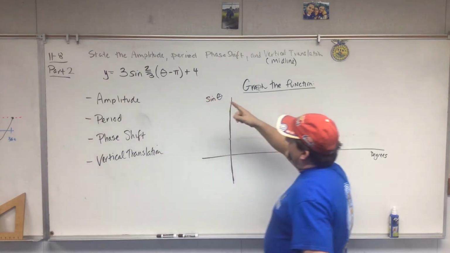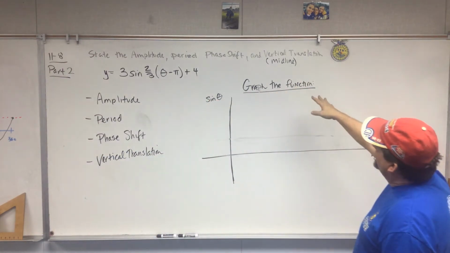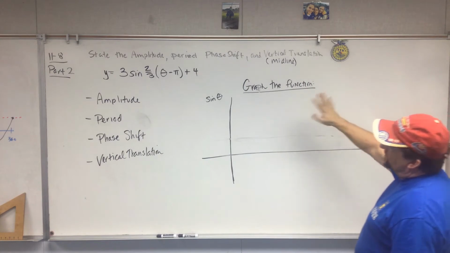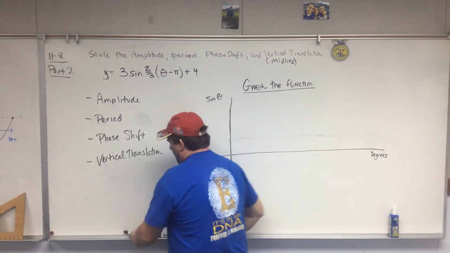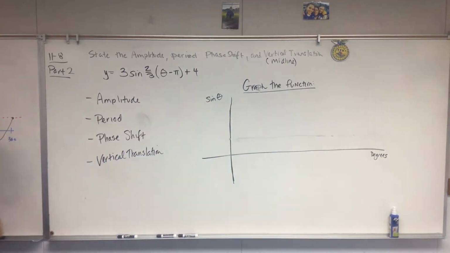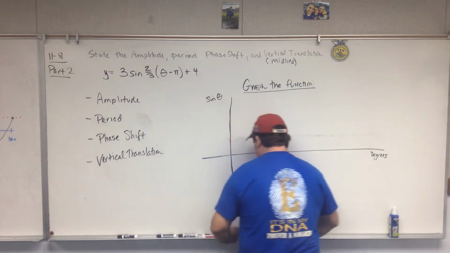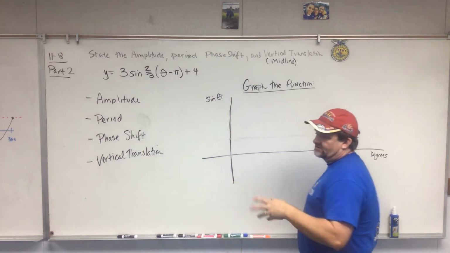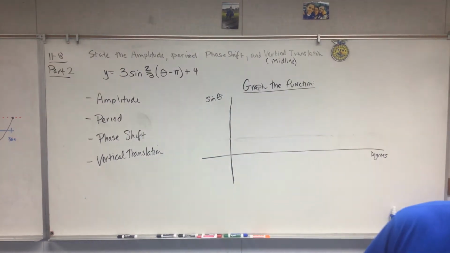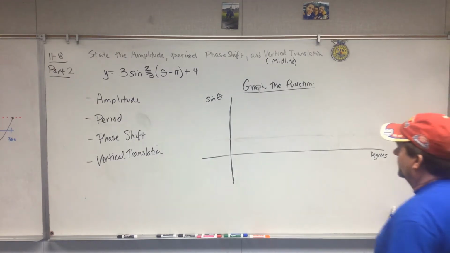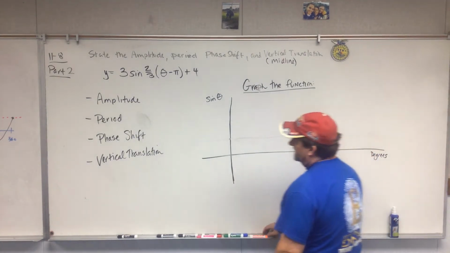It says state the amplitude, the period, the phase shift, and the midline. And then you're going to graph the function. So let's work with some information here that we already know. We're going to do probably 2 to 3 of these, and then you guys will try one on your own, and then I'll do one more to show you, and then we'll keep working on these.